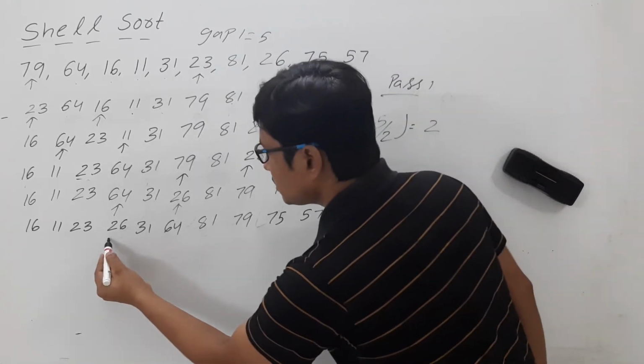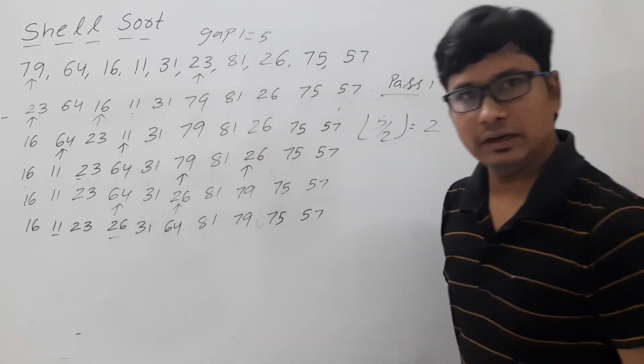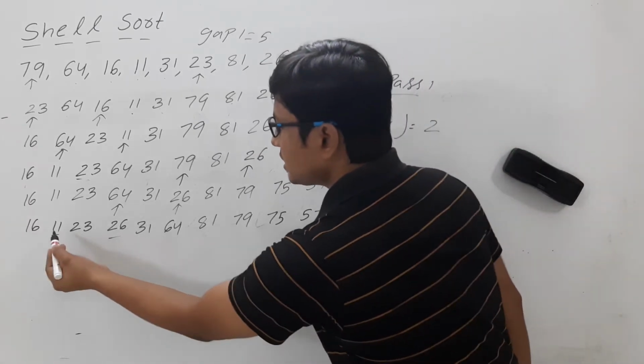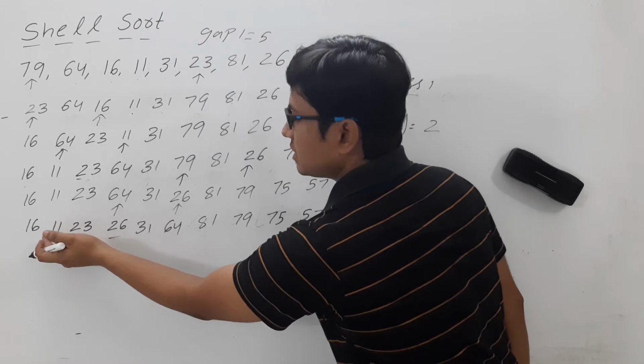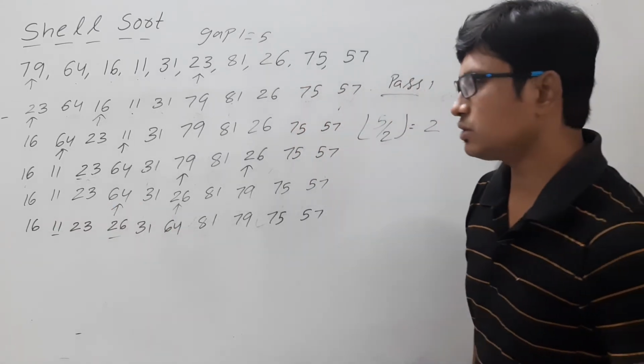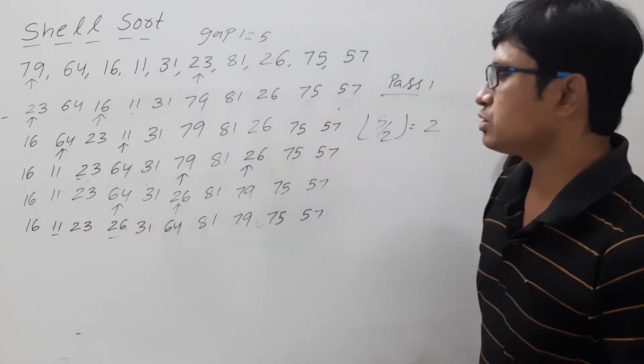Now 26 you need to compare with 11. Okay. Now 26 and 11 if I compare, they are in the appropriate position. How can I say? 11 is less than 26. So I no need to perform any swapping.